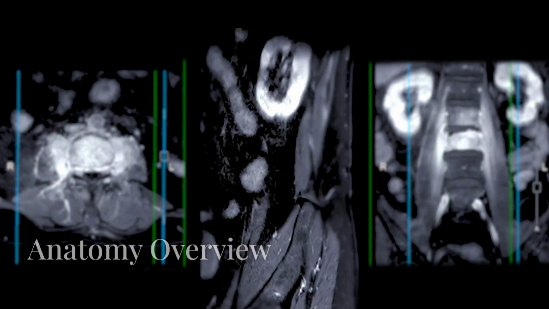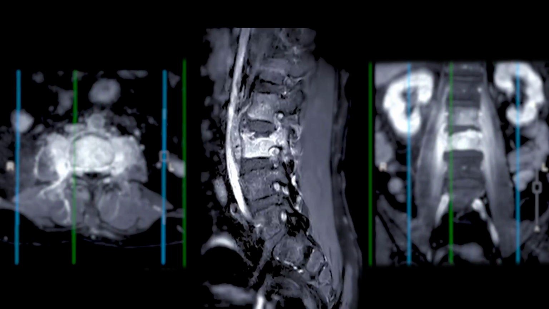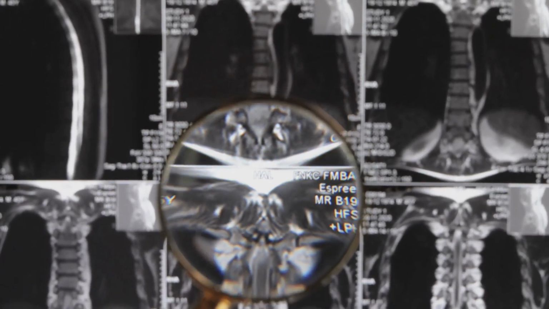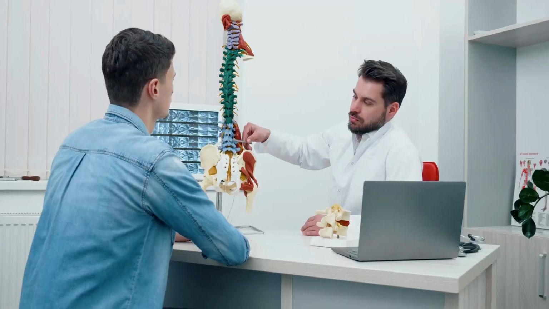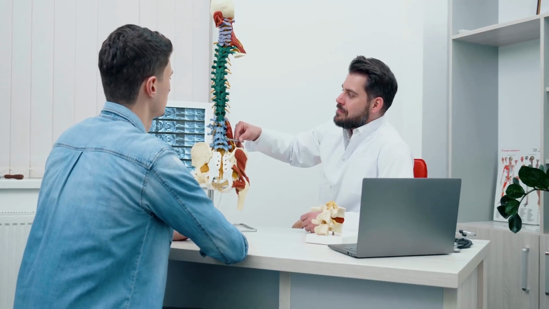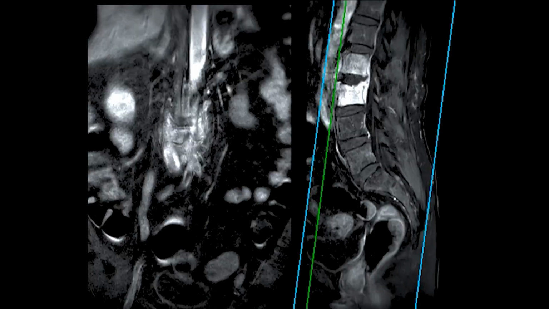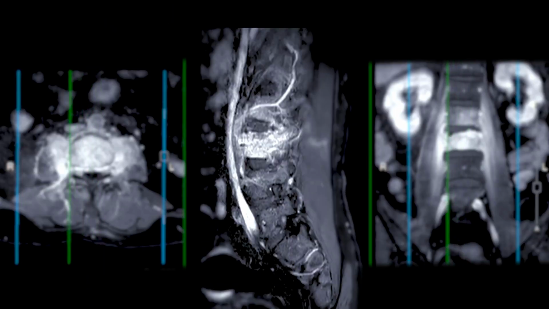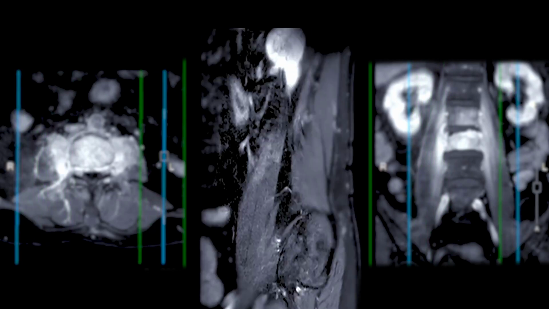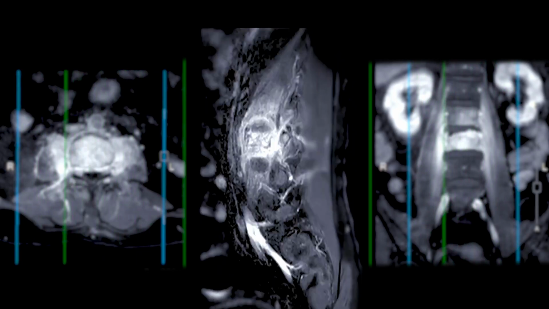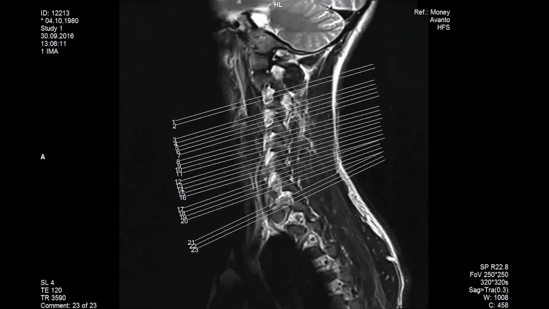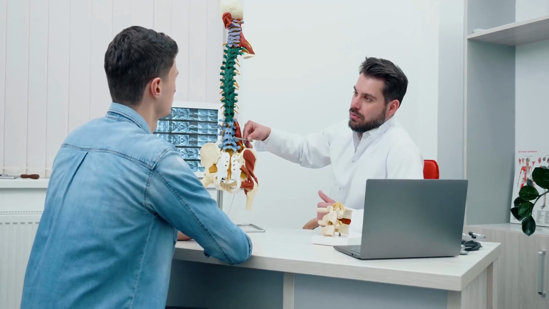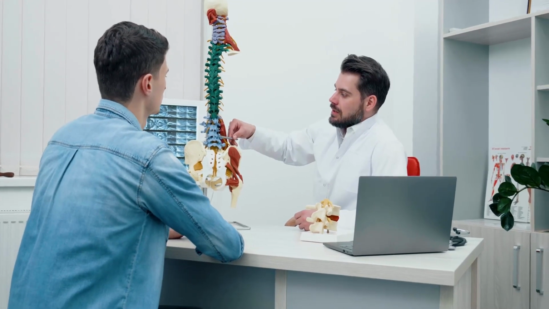The conus medullaris marks the end of the spinal cord at L1, L2, while the cauda equina is a bundle of nerve roots extending below it. According to Apley's System of Orthopedics and Fractures, the conus medullaris is a tapered lower end of the spinal cord. The cauda equina consists of lumbar and sacral nerve roots that provide motor and sensory functions to the lower limbs and pelvic organs. These structures are vital for motor and sensory functions.